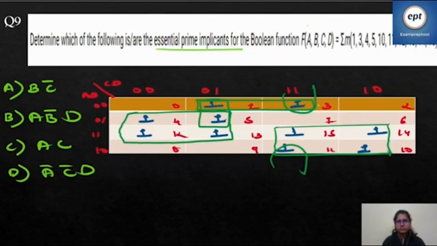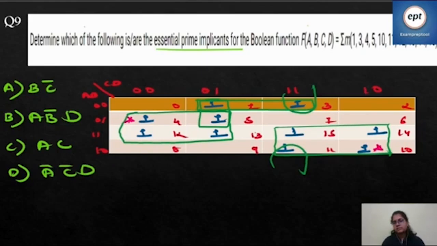The group where a one is not covered by any other group will be the essential prime implicant. In this group both the ones are covered, so this is not an essential prime implicant. In this group only this one is covered, so this group will be considered an essential prime implicant. And in this group also you can see that both groups are overlapped by one, so this is not an essential prime implicant.